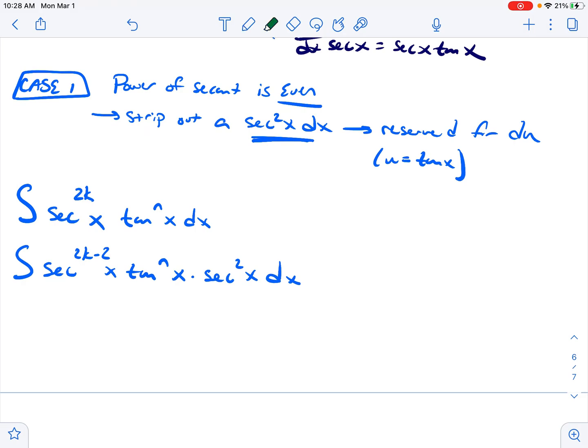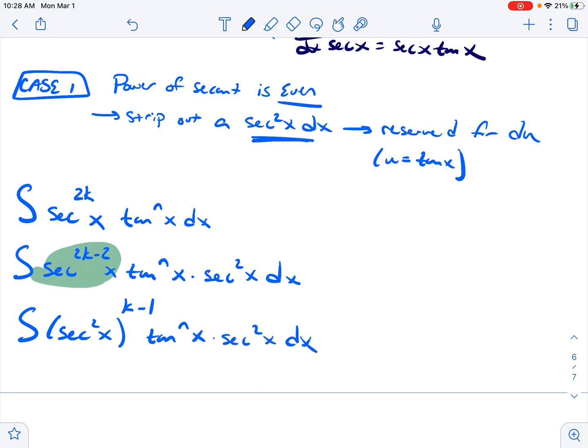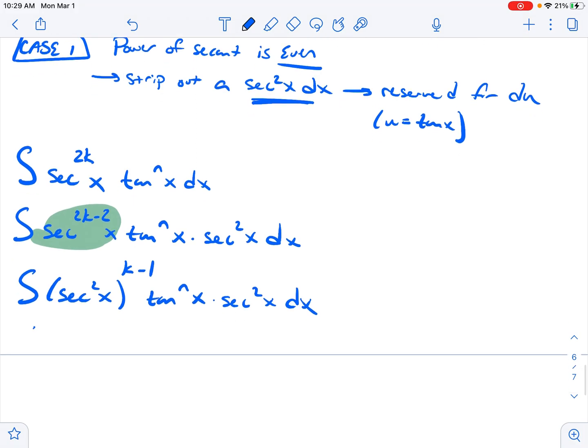Now what I'm going to do is work on cleaning this up to get it in terms of tangent, because that's ultimately going to be our u, okay? So I'm going to get a secant squared out of this thing. And you got to think about it a little bit, but that ends up being the k minus 1 power. If I distribute that back, there's my 2k minus 2 power again, okay? Tangent to the nth of x, secant squared x dx, okay? Now, using the Pythagorean identity, secant squared ends up being 1 plus tangent squared. All right, so we have 1 plus tan squared, quantity to the k minus 1, tangent to the nth, secant squared x dx.